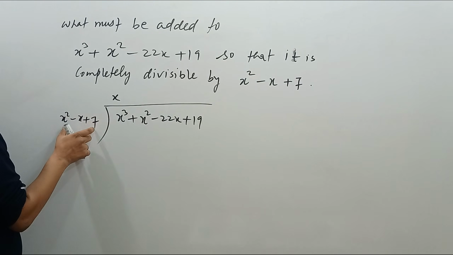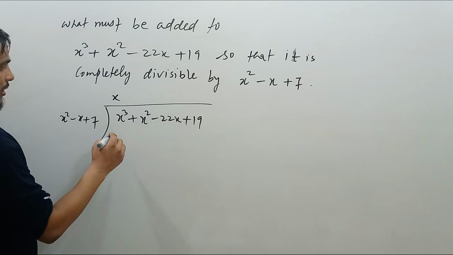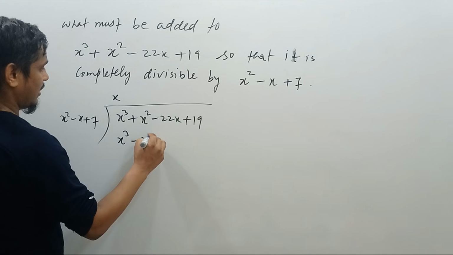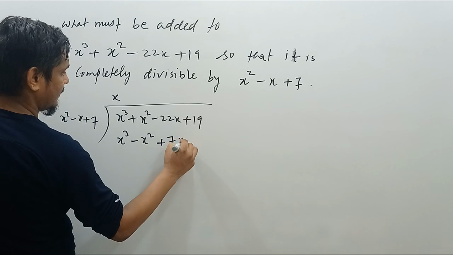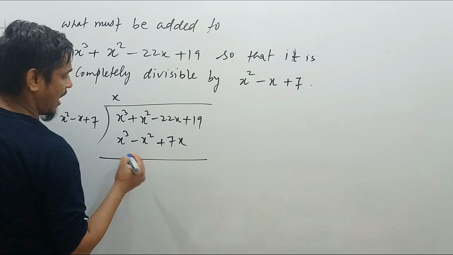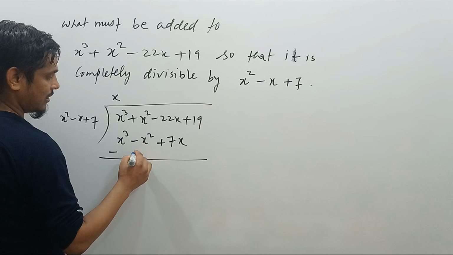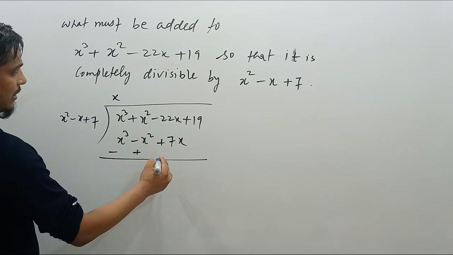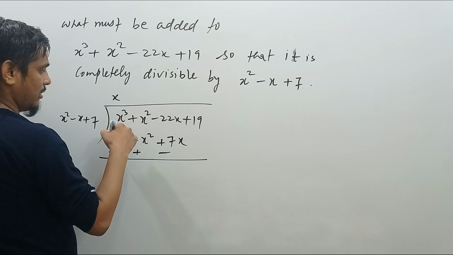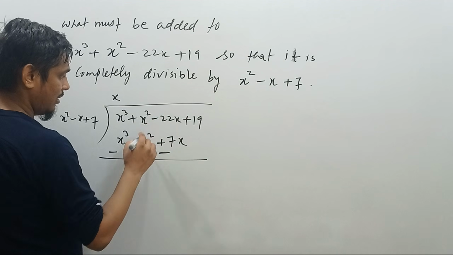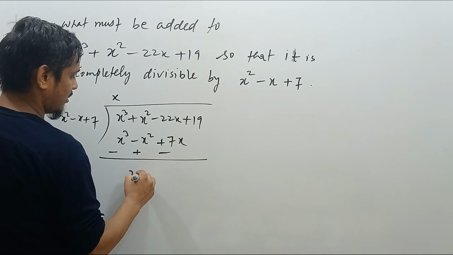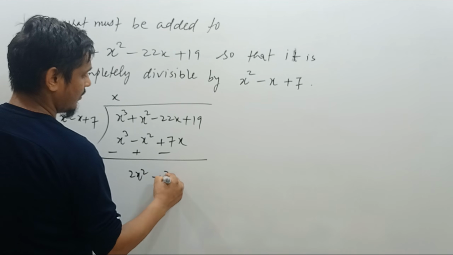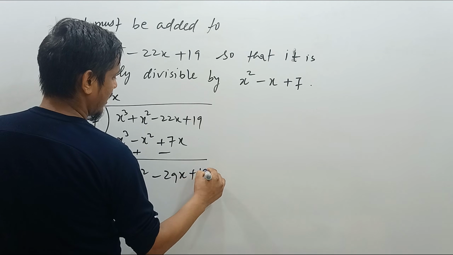So this x is going to multiply with all of this term over here, that will give us x cube minus x square plus 7x. Now subtract this, just revert the sign of each term written in the downward sides. So we'll get this as, over here this is going to be x cube cancelled, so x square is 2x square, and this is negative 29x plus 19.